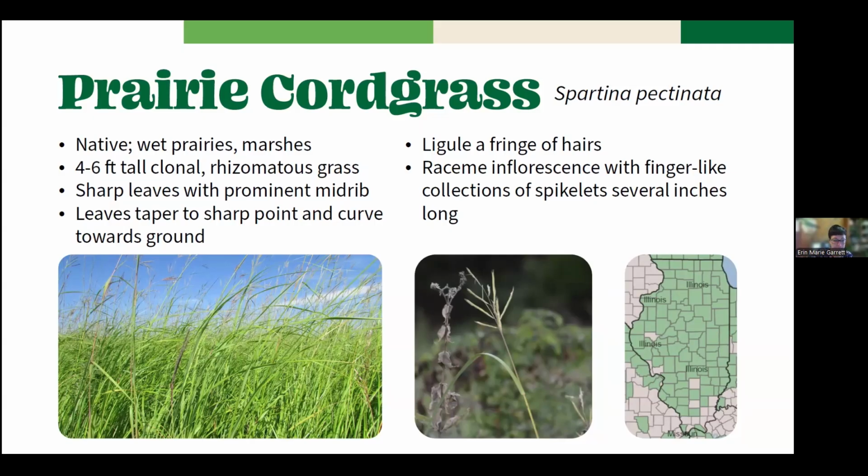What I like to say about the leaves on this grass is they're really long and they taper very slowly to a very sharp point. We can see 2 to 3 foot long leaves. They're not that broad to start with, and they just gradually taper all the way to a really sharp point, and they tend to curve. They have that form too. This grass has a ligule that's hairy, a little fringe of hairs, and then it's going to have a raceme with finger-like collections of spikelets that are each a few inches long. You can see that here.